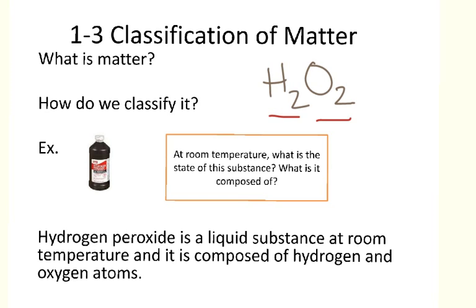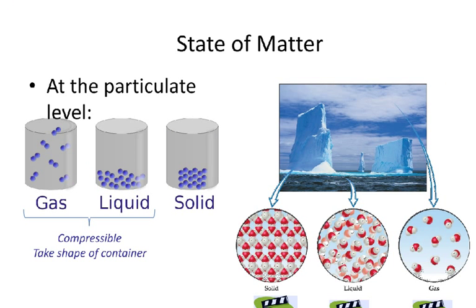So hydrogen peroxide at room temperature is a liquid, and it's composed of hydrogen and oxygen atoms. And in the case of hydrogen peroxide that you buy at the store, it's not pure hydrogen peroxide, it's mixed with water, so it's a mixture. And so we want to think about how to classify substances in addition to their state and their makeup. So that's what we'll talk about next. We'll talk about it in the slide after this.